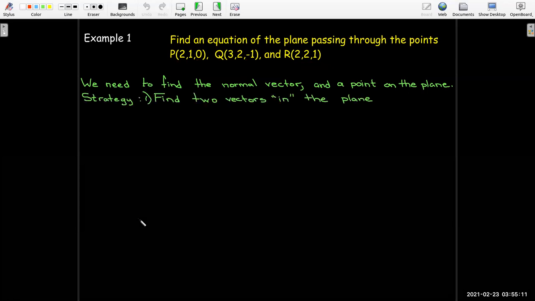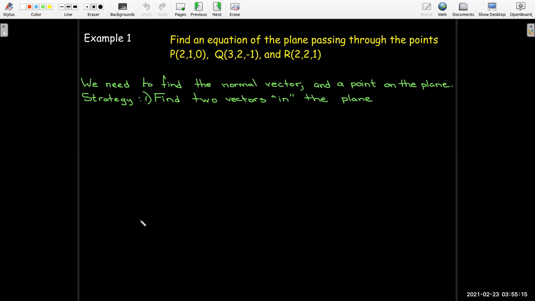So what we're going to do is first find two vectors which are in the plane. And remember, when we say a vector is in the plane, that means the head and the tail have to be points which are in the plane.